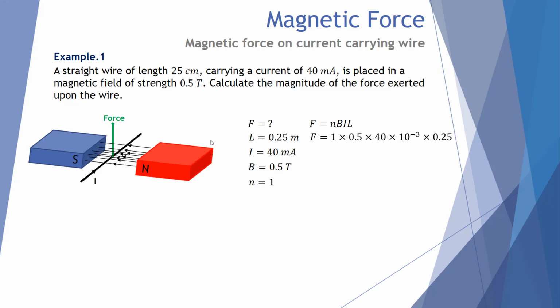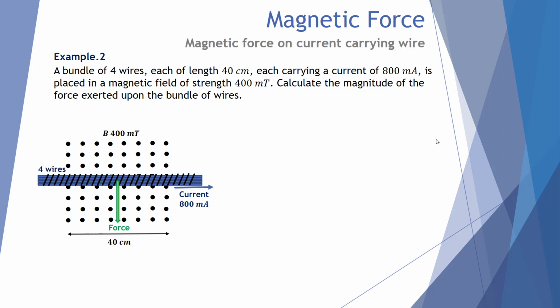We substitute our values in. N, the number of wires, is 1. B, the magnetic field strength, is 0.5. I, the current, is 40 milli, which is 10 to the negative 3 amps, and L was 0.25. And that comes out to 0.005 of a newton, which in scientific notation is 5 times 10 to the negative 3 newtons, which is commonly referred to as 5 millinewtons.